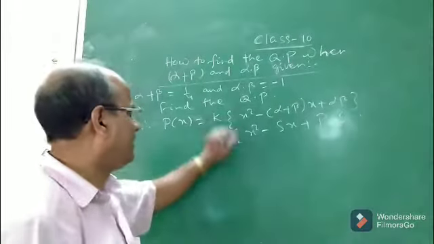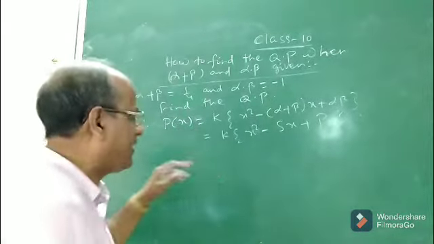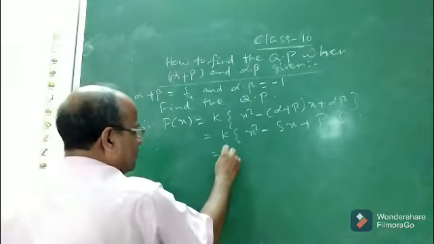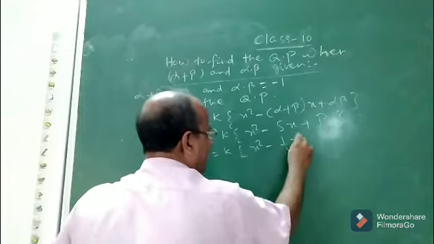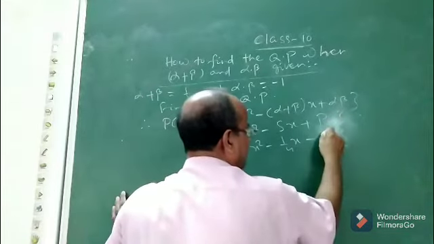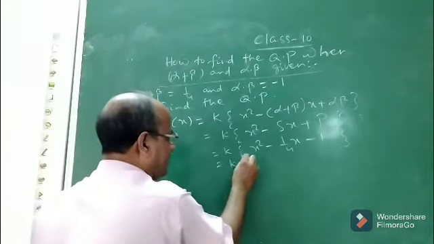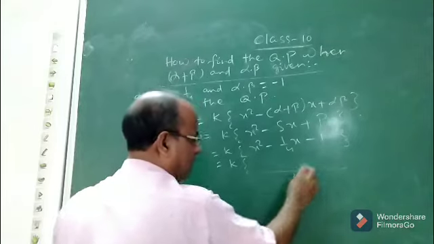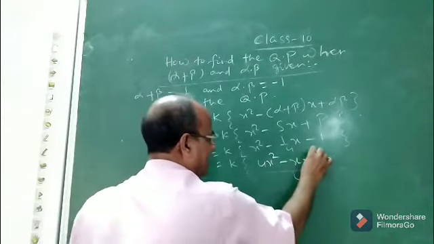Now let us apply this formula to find the quadratic polynomial in this particular question. In place of alpha plus beta, we put 1 by 4: k into x square minus 1 by 4 x, and the product of zeros, alpha into beta, is minus 1. Now what is the next step? The next step is you take the LCM. The LCM is 4. Now this will be 4x square minus x minus 4.